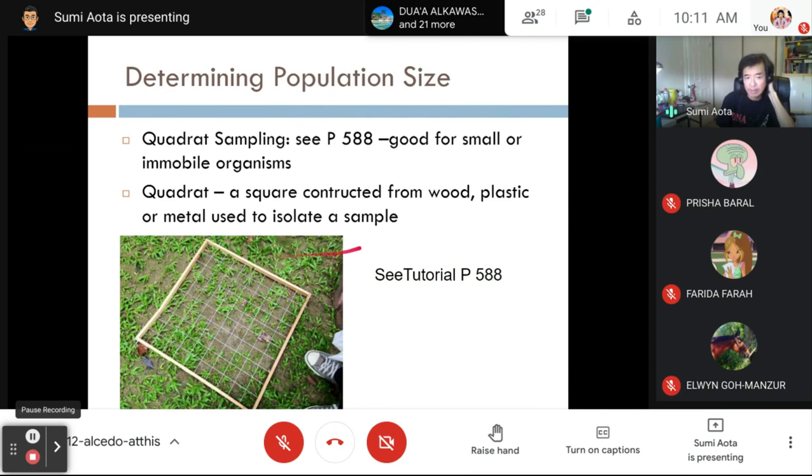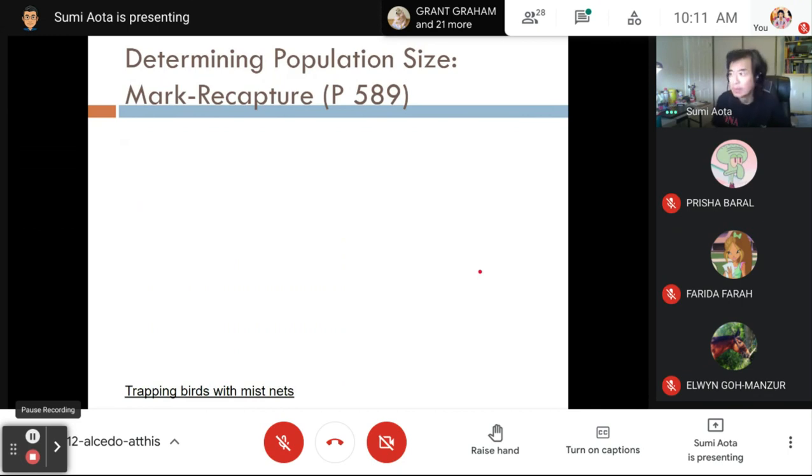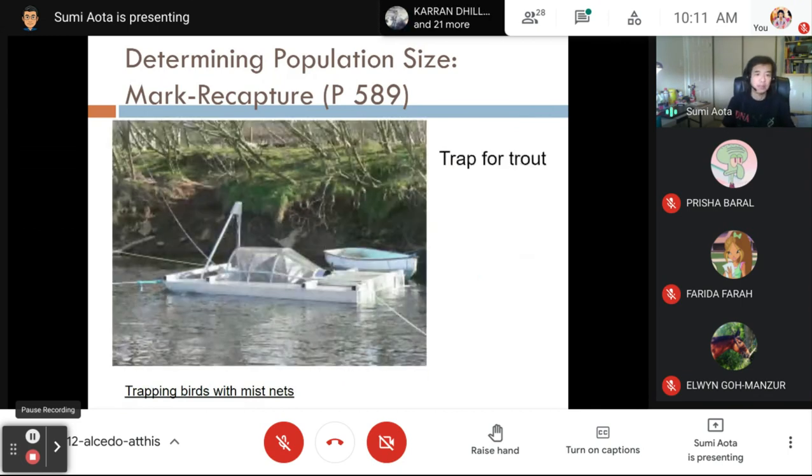So the next method of sampling a population is for more mobile populations, and it's called mark recapture. In mark recapture, obviously you're capturing something and then releasing it, and then recapturing and doing a sample that way. Okay, so I've done this with trout. In this particular case, we're using a trap to catch basically fry. They're about yay big in size.